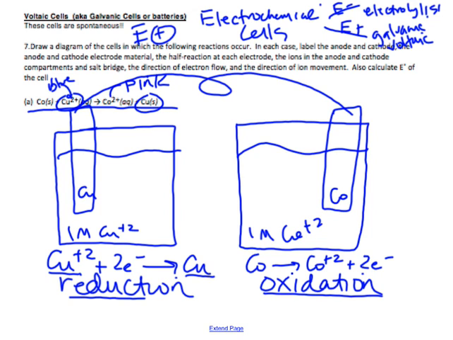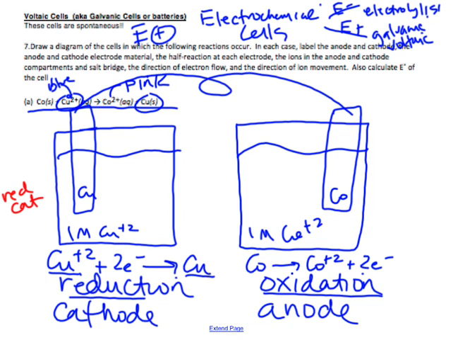Oxidation occurs at the anode. Reduction occurs at the cathode. There's lots of ways to remember it. I'll give you a couple of them. Some people use red cat and ox. Reduction occurs at the cathode. Oxidation occurs at the anode. I tend to quickly lean toward the fact that vowels go together and consonants go together. I don't really care how you remember it.